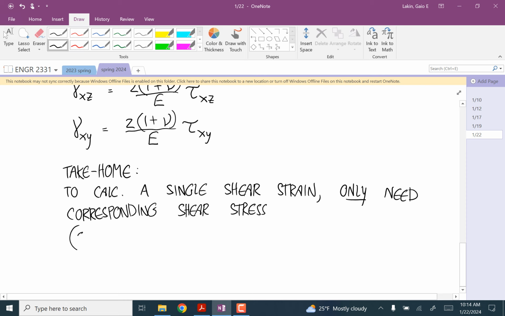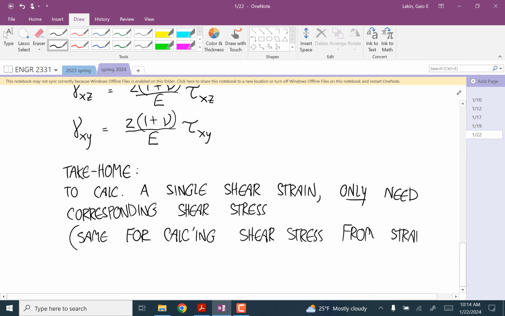And that works the same if you're calculating a shear stress from the strains. Isn't the inverse matrix or the transpose matrix? It's the inverse. Yep.